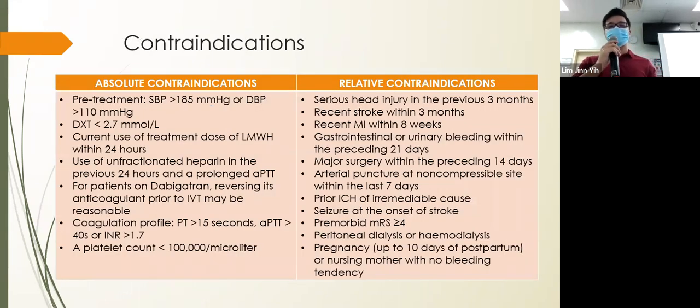We have our absolute and relative contraindication. So the BP, DXT, whether patient is already on anticoagulant, either heparin, warfarin, whether patient has coagulopathy, INR more than 1.7, platelet less than 100K. Rest is relative contraindication, where there's injury within the previous 3 months, recent stroke, recent MI, bleeding tendency.